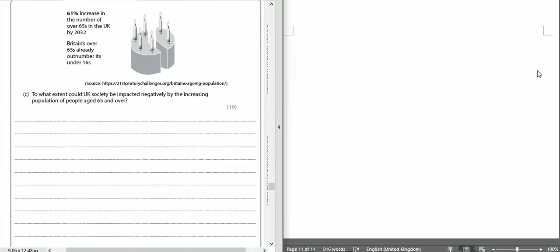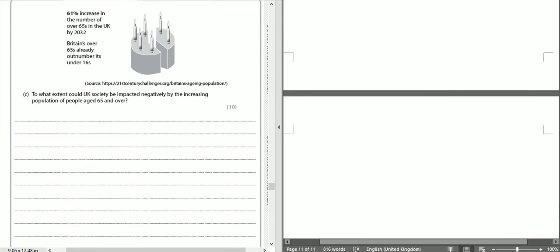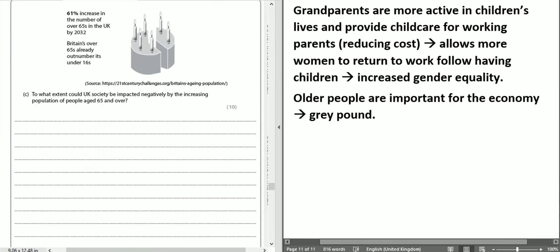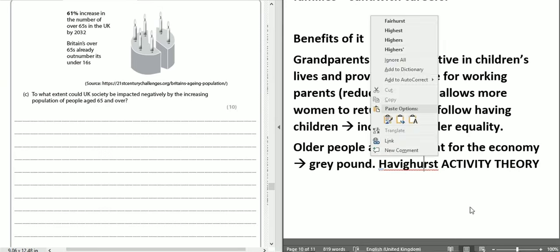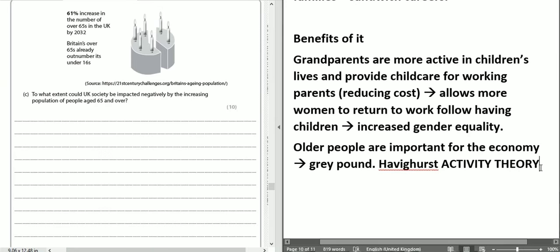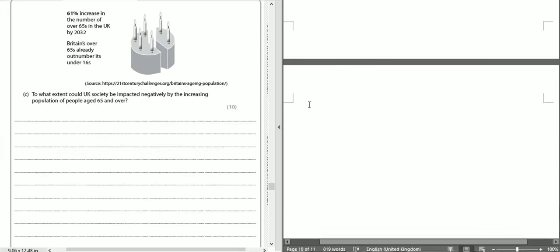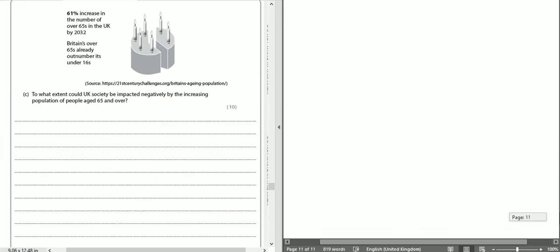So again, some ideas you could throw in here. I would always try and throw a theory in to support your points. And I realise I've just missed a massive opportunity to include a theory, which would be Havighurst and activity theory. Older people are more active in later adulthood. So again, always try and include a theory in your answers, and I nearly missed the opportunity to do so.